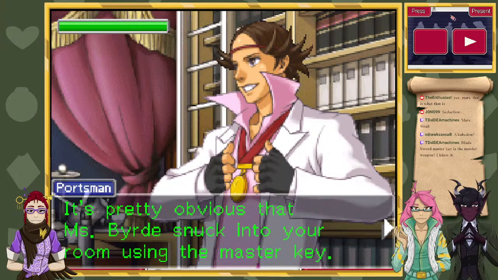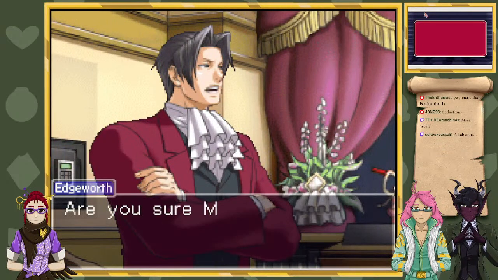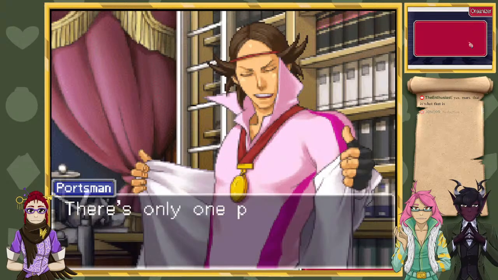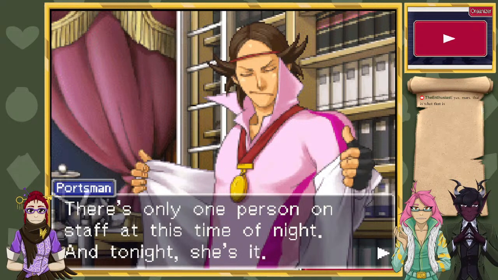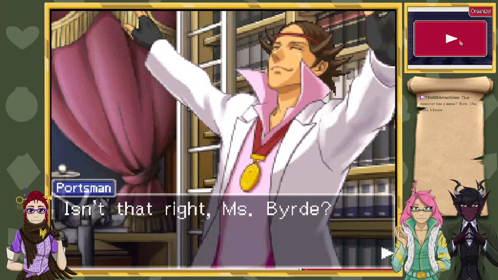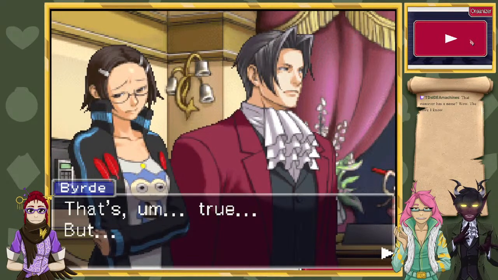Okay, I mean, here we go pressing. Here I go pressing again! Are you sure Miss Bird is the only member of security who could have used the master key? You want to see me press it? You want to see me press it again? There's only one person on staff at this moment, at this time of night. And tonight, she's it. Isn't that right, Miss Bird? Sounds sexy anymore. It sounds like he's beatboxing. Fine. Isn't that right?